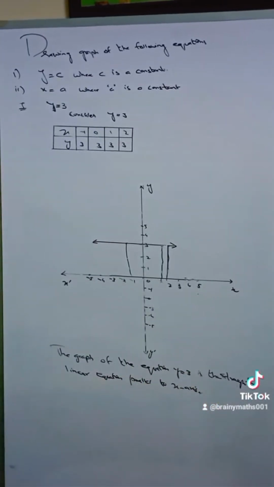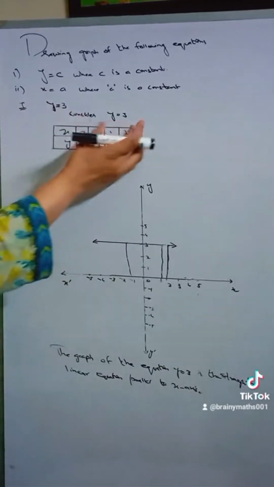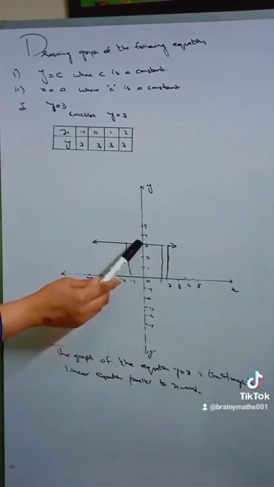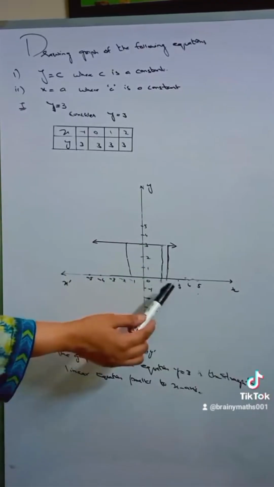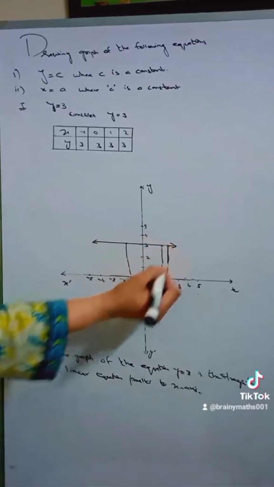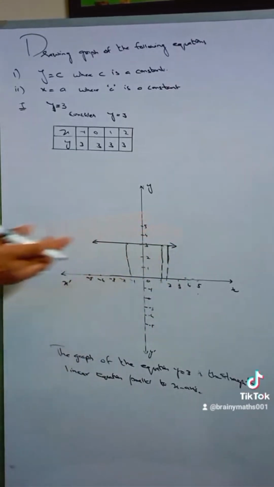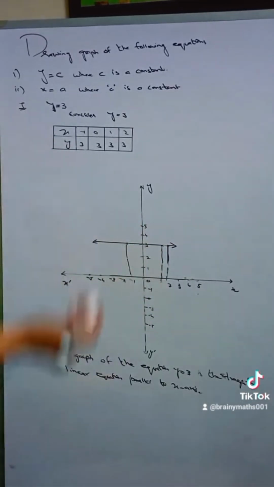I hope it's clear. We are just representing y equals c, where c means constant, so y is not varying. Suppose y equals 3. We have to represent this on the graph. At this point, y is equal to 3 when x is 0. If x equals 1, x equals 2, we get the points where y is 3. And if x equals -1, we get this point. By joining these points, I got a straight line, a linear equation, which is parallel to the x-axis. This is the answer.